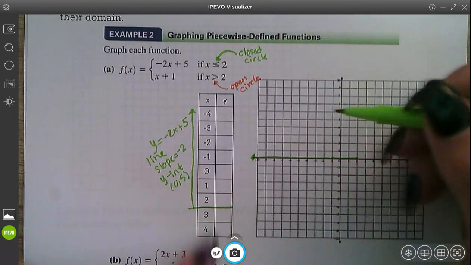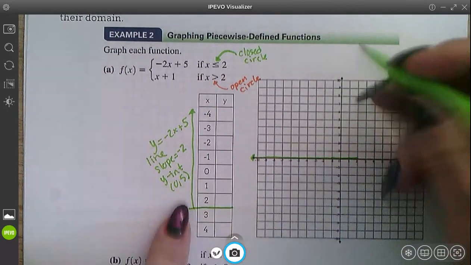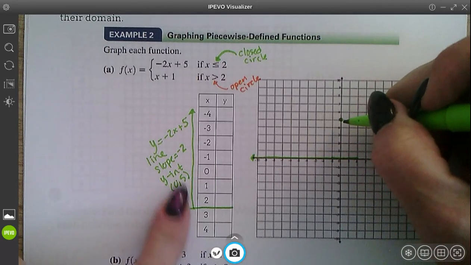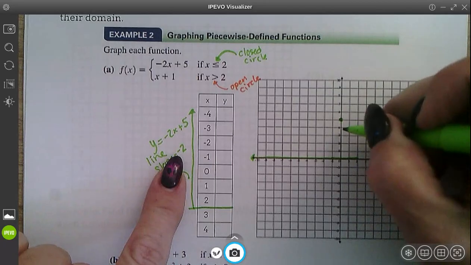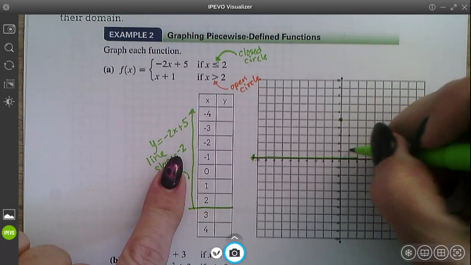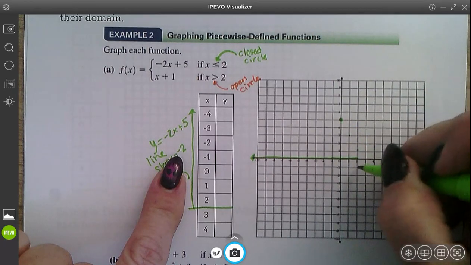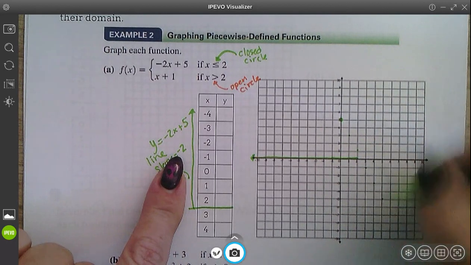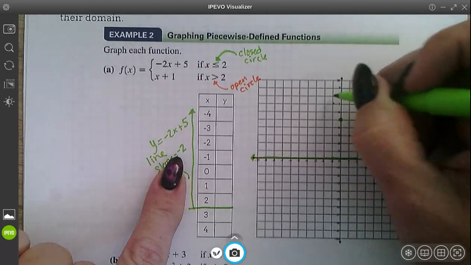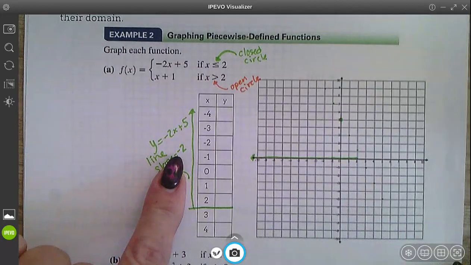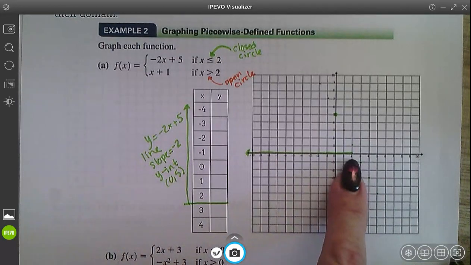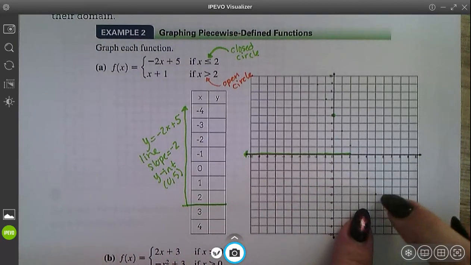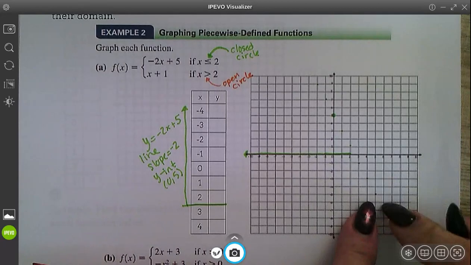So I'll go ahead and put my y-intercept at 0, 5 right there. And then use a slope of negative 2, so down 2 over 1, down 2 over 1, and get a bunch of points on there. But then I can't go past this green boundary. So these little dots that I added here are going to be ignored.